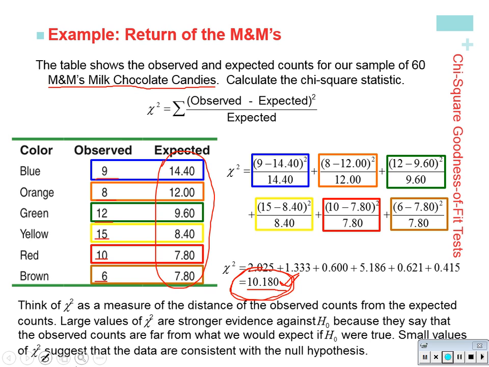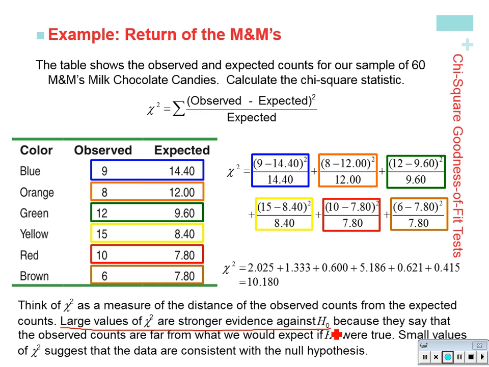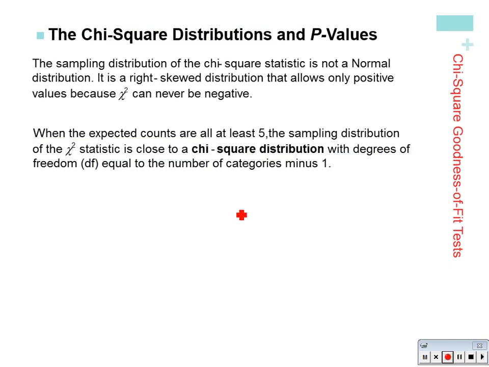So just at the bottom here, a point of note with the chi-square statistic. When you have a measure of distance, which is essentially what the chi-square statistic measures, large values for the chi-square are stronger evidence against the null hypothesis because they say that the observed counts are far enough away from what we would expect if the null hypothesis were true. Whereas smaller values for the chi-square statistic suggest that the data are consistent with the null hypothesis, which means it doesn't give us reason to suspect that the stated percentages are in fact not true.